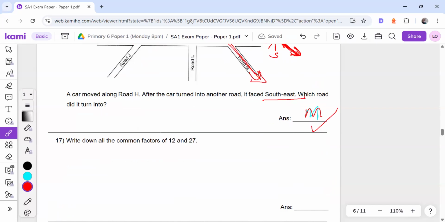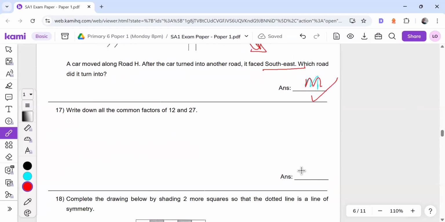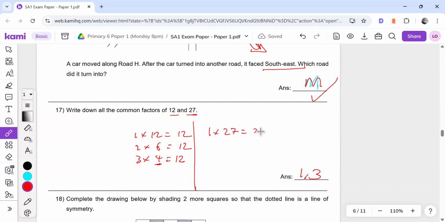Question 17. What are the common factors? 1 and 3. And how to do that? Now you cannot do it mentally. You will have to write 1 times 12, 2 times 6, 3 times 4. There's no shortcut to do this, right? And then 4 times 3, there's a 4 already, so you can stop writing. 1 times 27, then 2 cannot, 3 times 9, and then 4 cannot, 5 cannot, 6, 7, 8, 9 have already. And then after that, you circle the common factors.